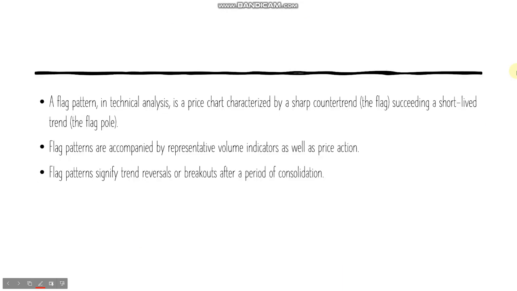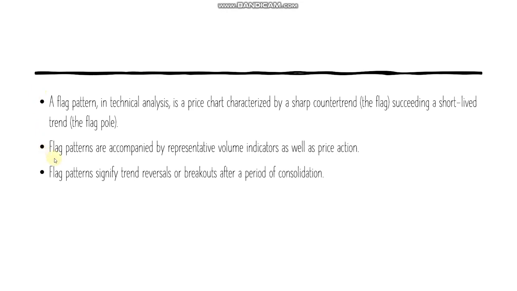Pattern. So what's a flag pattern? A flag pattern in technical analysis is a price chart characterized by a sharp counter-trend deflect succeeding a short-lived trend deflect pole. At first, let's understand this text part. Let's try to understand at least. Then I'll be showing in the chart how a flag pattern looks like. Okay. At first, let's go through the text part. I know these are boring, but yeah, these are essential too.